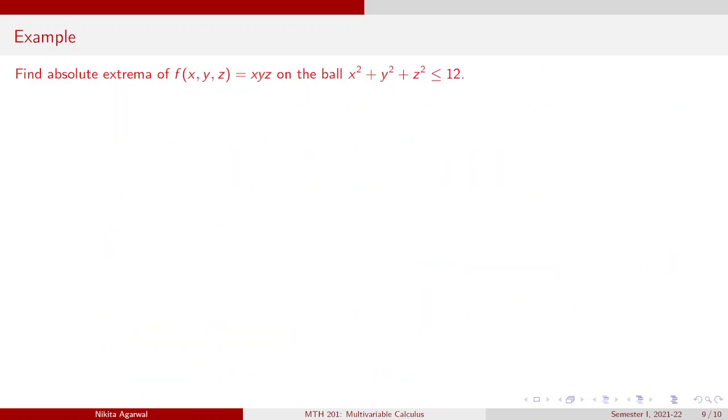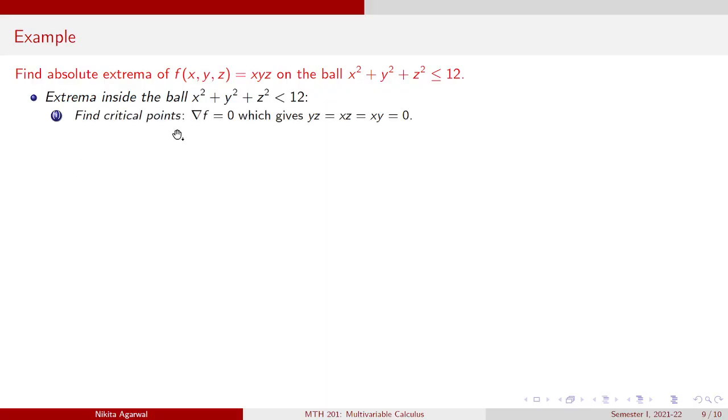Let us look at another example. Find absolute extrema of this function xyz on this ball. So it's actually a sphere, right? A sphere with its inside, everything included. Okay. So what do you do? First step is that you find extrema inside this ball. Okay, so this is my domain now. I'm not taking the boundary of the sphere.